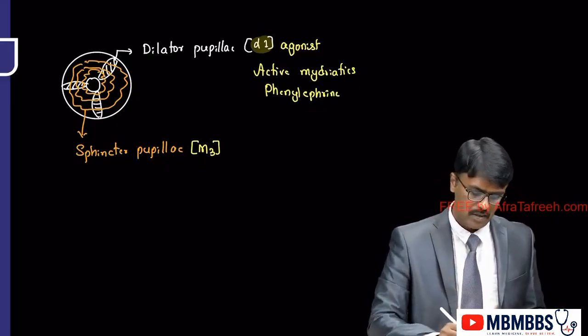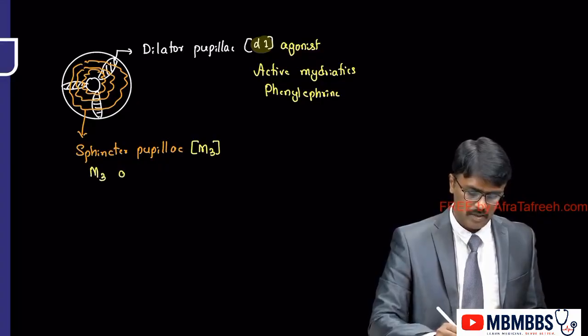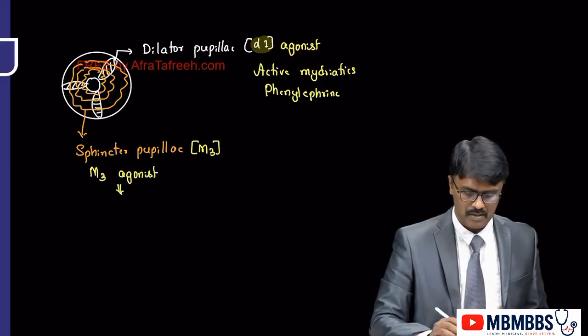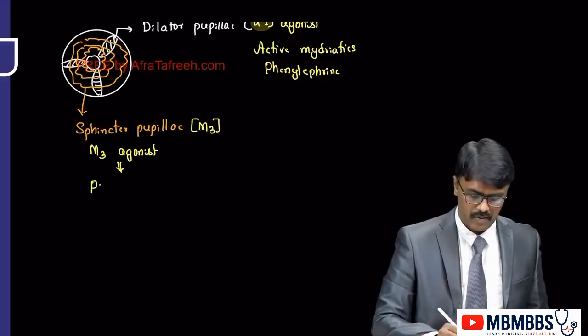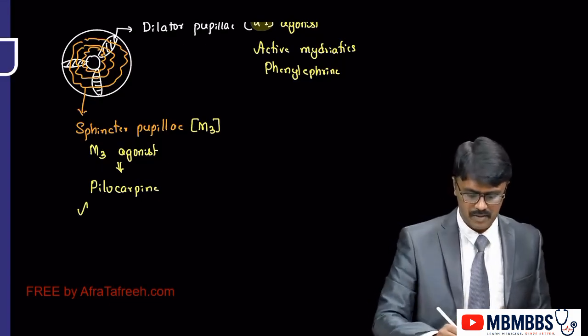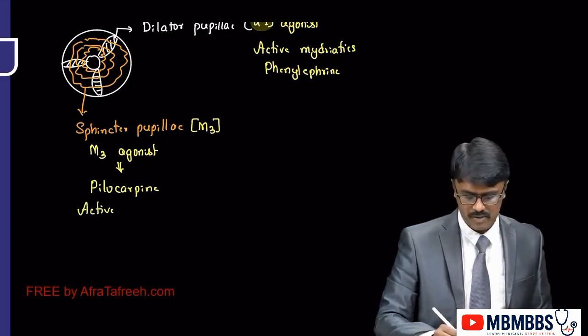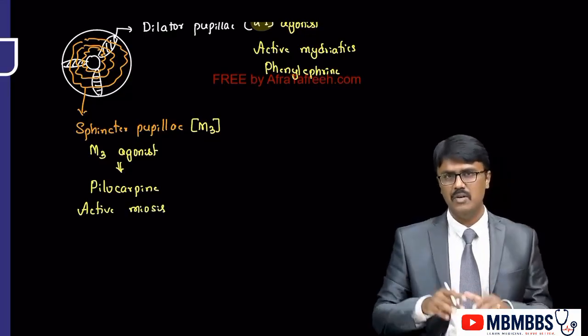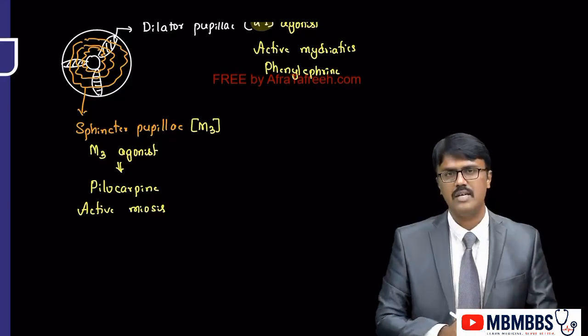Or, if you want to cause miosis, you can use an M3 agonist. The drug which is an M3 agonist is called pilocarpine. So pilocarpine is a myotic and it produces active miosis. Until now you would have understood that if you stimulate a receptor by giving an agonist, that is called active.